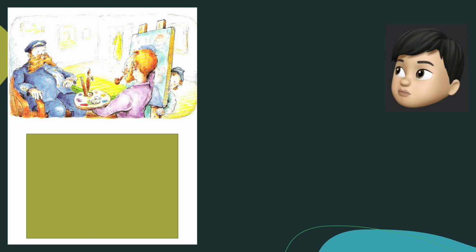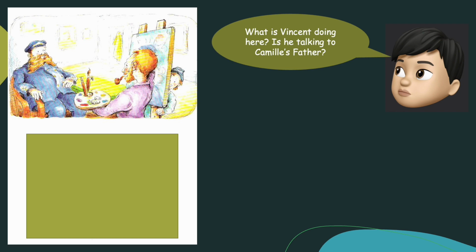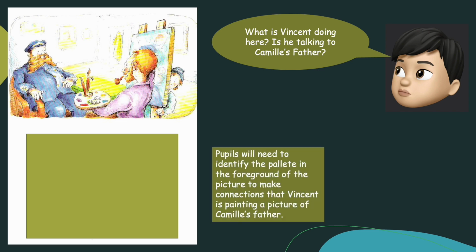I will give you an example of how the questioning technique will be done. In a classroom, this page will be given and the text will be covered. Children will need to look at the picture and interpret it. So a teacher will ask, "What is Vincent doing here? Is he talking to Camille's father?" For this question, pupils should identify the palette that is in the foreground of the picture. They will then make connections that Vincent is painting a picture instead of talking to the person.